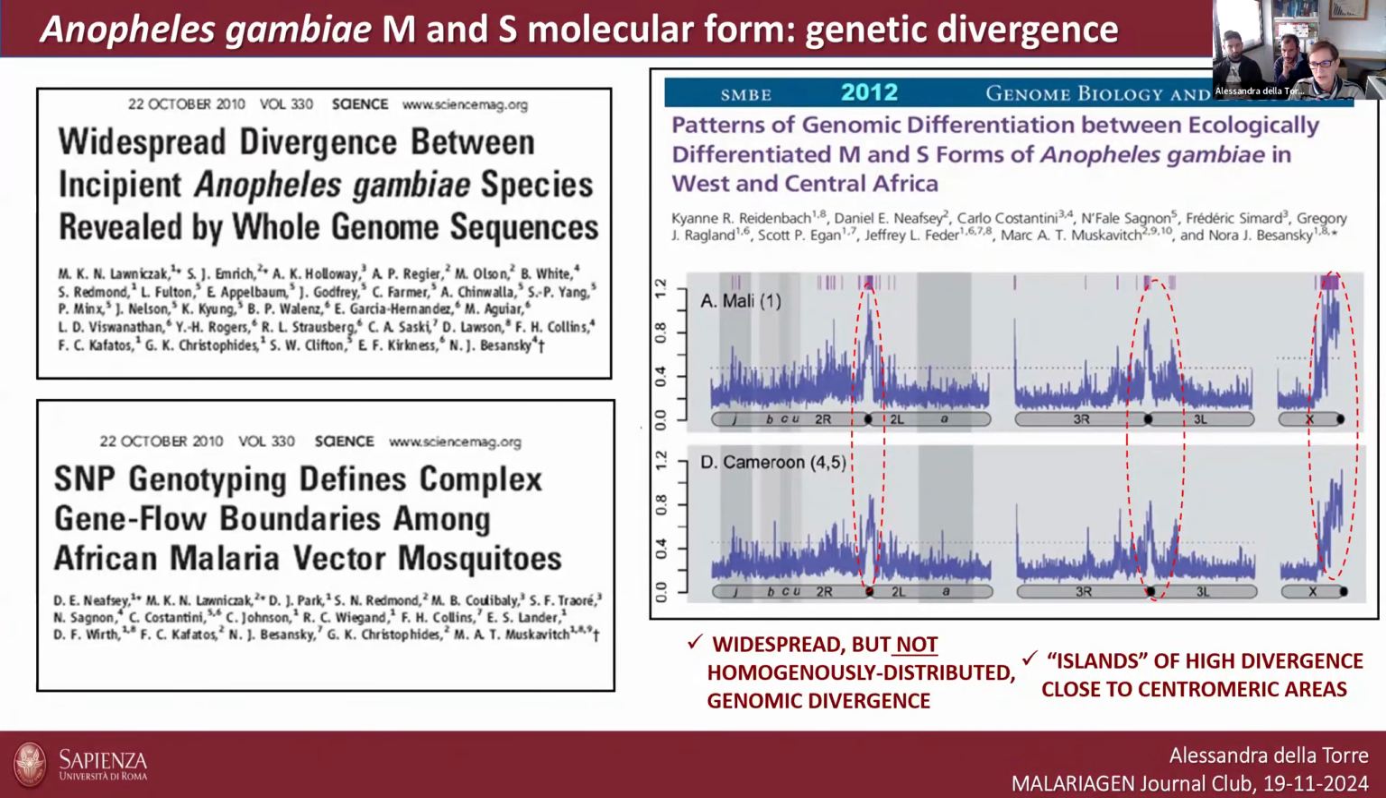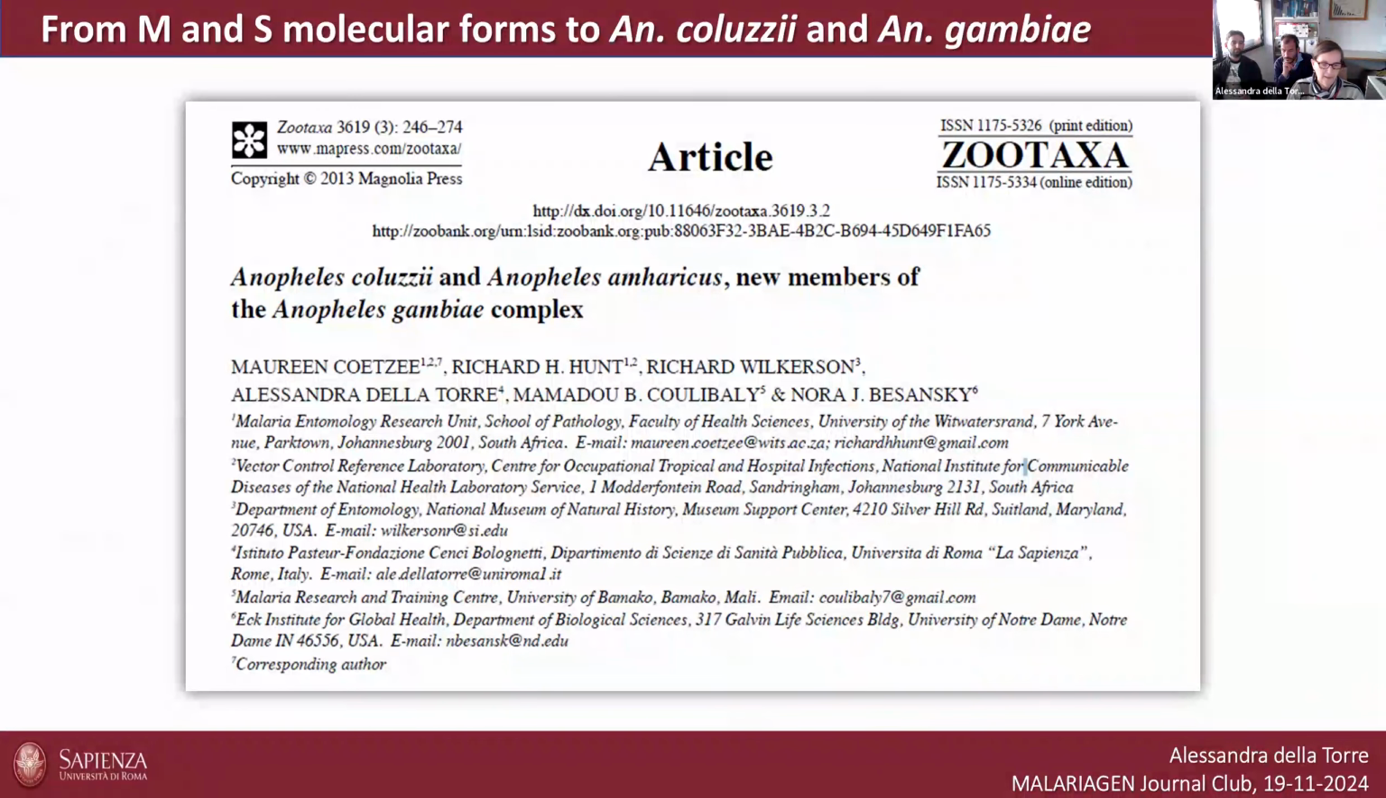So now, more than 10 years have passed since the first description of the molecular forms. And in 2010, the scientific community thought that we had enough information and evidence that these two forms are indeed separate taxa, and so they were given a Linnaean name and raised to the species level. The S molecular form has maintained the name Anopheles gambiae, and the M molecular form was named Anopheles coluzzii, to celebrate the seminal studies of Professor Coluzzi.